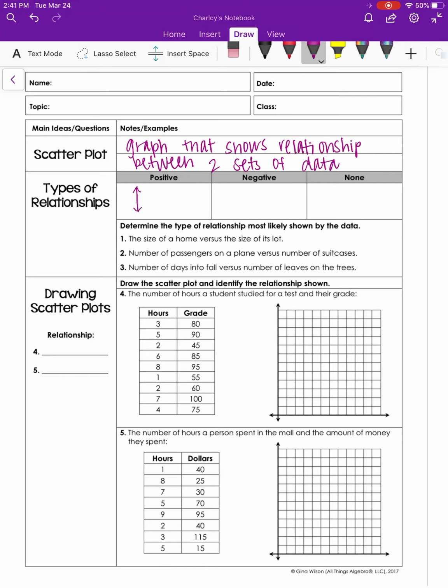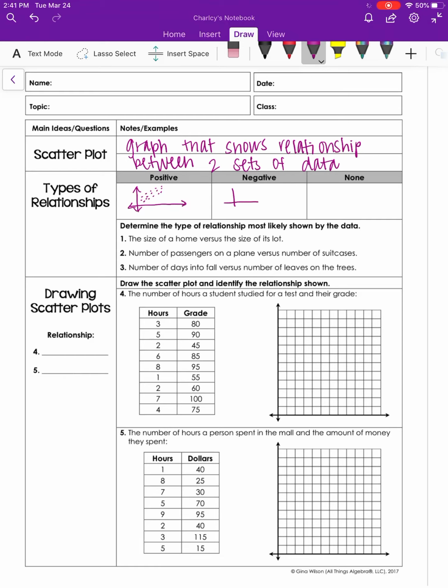So you could have a positive relationship, which means you could have dots that are kind of like this. Remember I said if I shrunk myself down and I put myself at the end of those dots, would I have to climb up to get to the end or climb down? And for that one, I'd have to climb up, so that'd be positive.